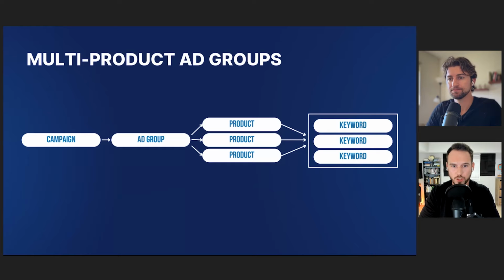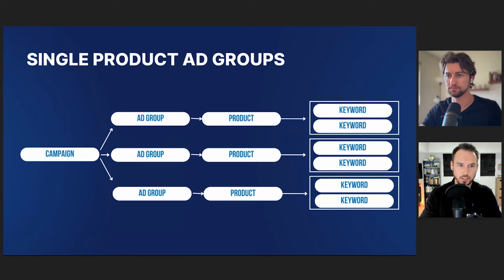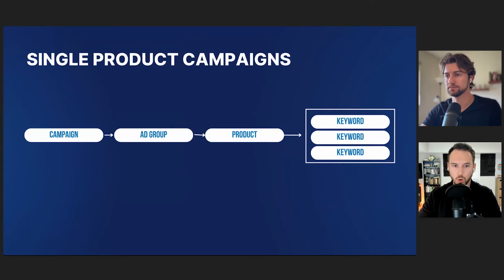So very quickly to illustrate those three different types of structures, first on the list, we have multi-product ad groups. You can see that we have one ad group in here with three different products in it, all targeting the same keywords like Steven talked about. Then we have our single product ad groups where we have one campaign. We have three different ad groups, each of them only having one product in them, and they're all targeting their own batch or group of keywords. And then finally, we have single product campaigns where we only have one ad group, one product, and that product is targeting and bidding on its own batch of keywords.